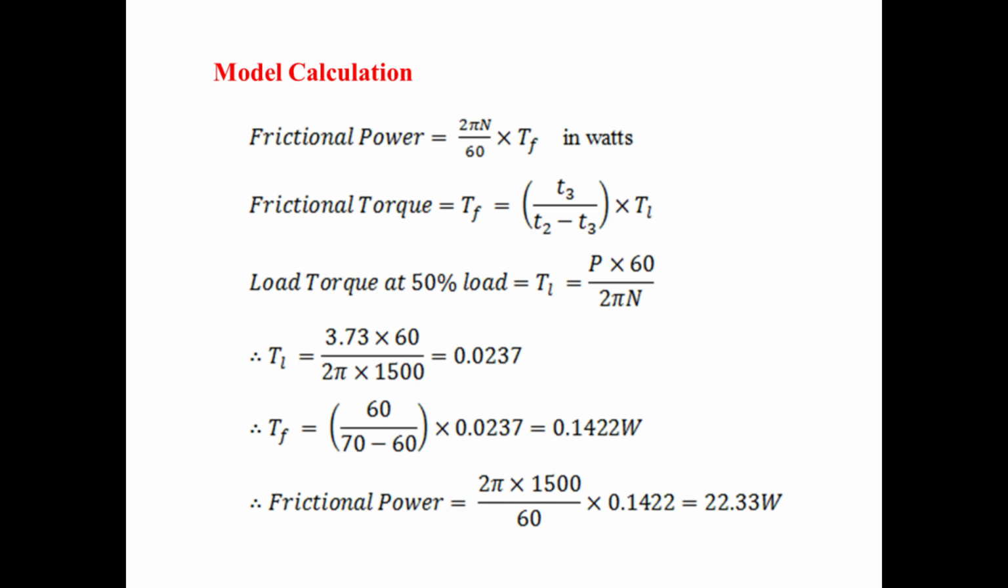Here N is equal to the rated speed, that means 1500 rpm, and power P is equal to 3.73. Now substitute all the values in the equation, you will get TL is equal to 0.0237. Now substitute TL and T2, T3 values in the Tf equation, then you will get Tf as 0.1422. Now substitute the Tf value in the frictional power formula, then you will get FP as 22.33 watts. So this is the final frictional power.